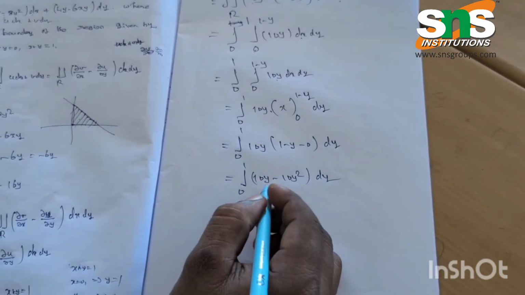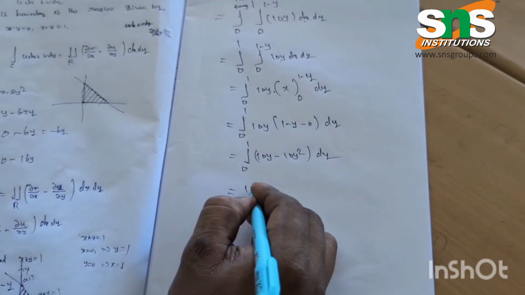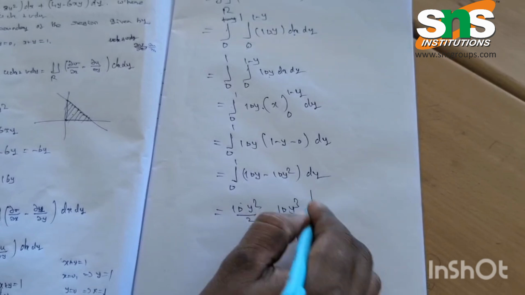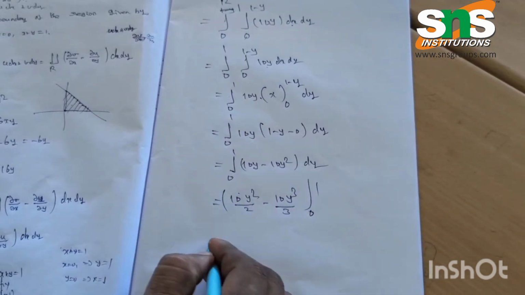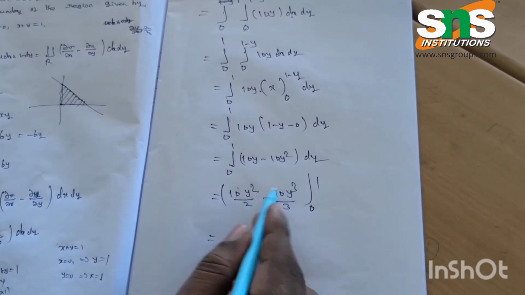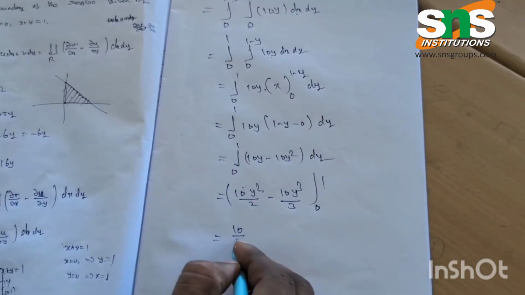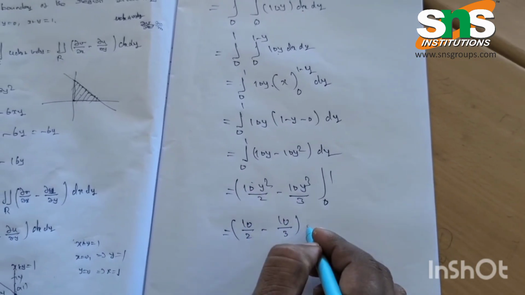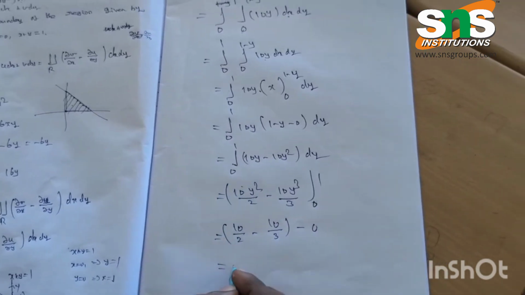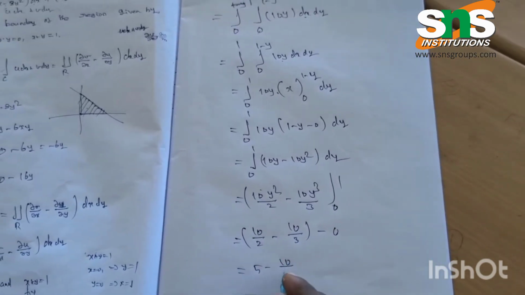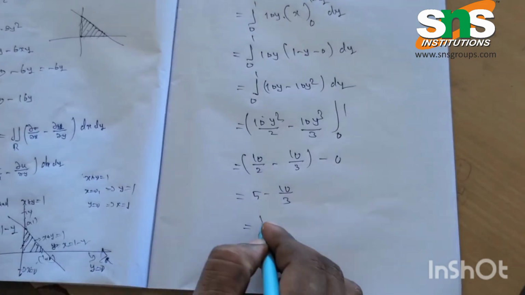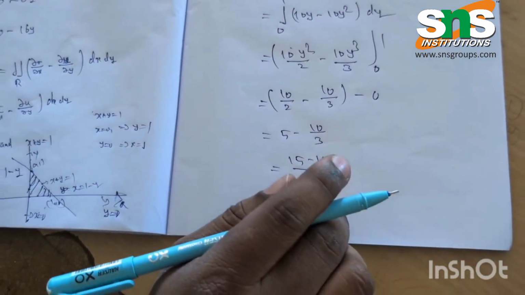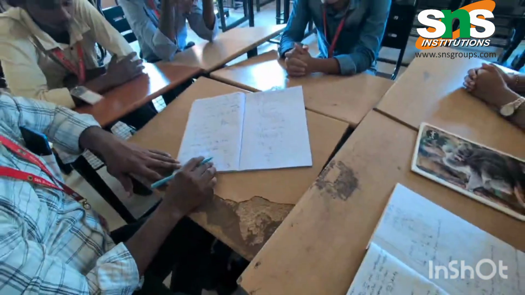Next integrate the function with respect to y. The first term is 10y squared by 2 minus 10y cubed by 3, with limit 0 to 1. Apply the upper limit: 10 by 2 minus 10 by 3, minus 0. That is 5 minus 10 by 3. Take the LCM: (15 minus 10) by 3 equals 5 by 3. This is the area of the given region. This is the left hand side.